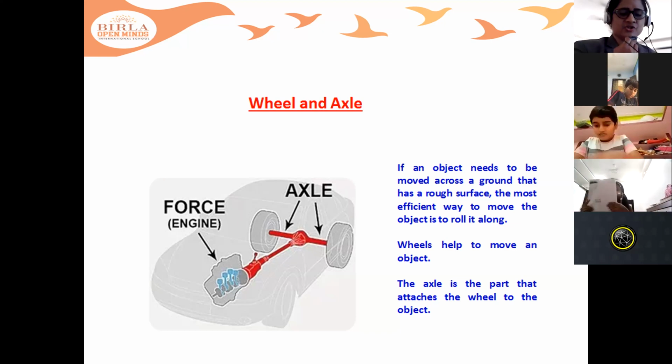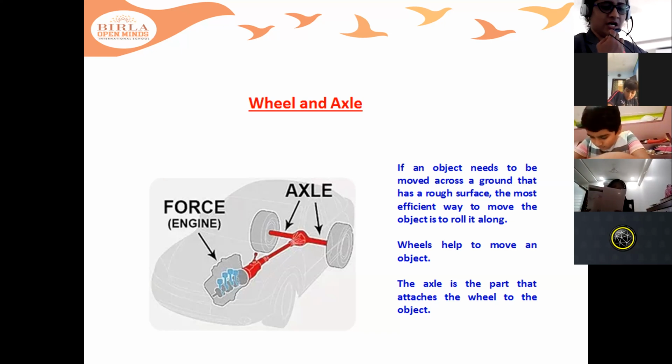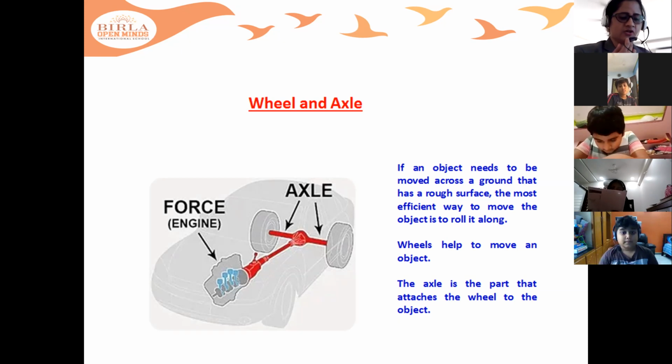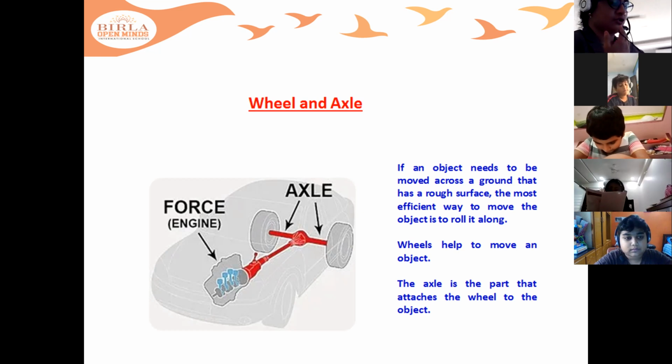If an object needs to be moved across a ground that has a rough surface, the most efficient way to move the object is to roll it along. Wheels help to move an object across the ground because they cut down on the amount of friction between the object and the surface it is against. The axle is the part that attaches the wheel to the object.